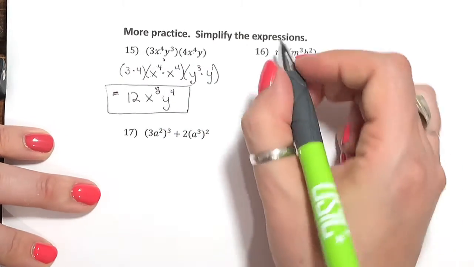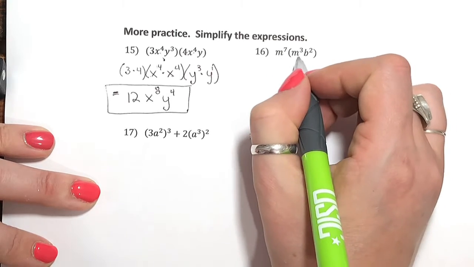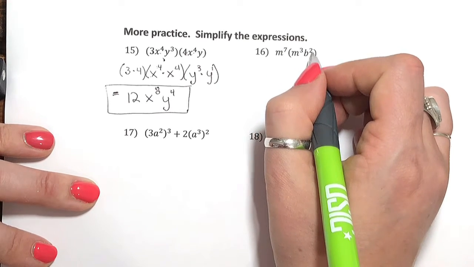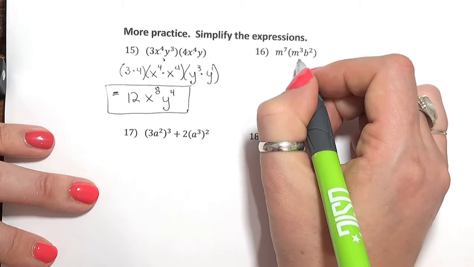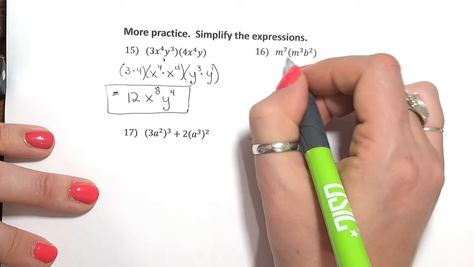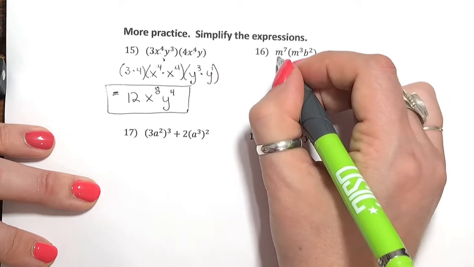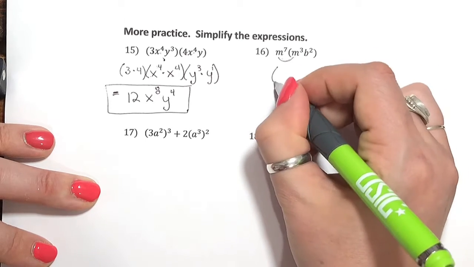Okay, on this one, we have one term, and then we have times m cubed times b squared. So we only have the m's here that are the same base. We don't have another set of b's. So really all we can do is do those m's together.